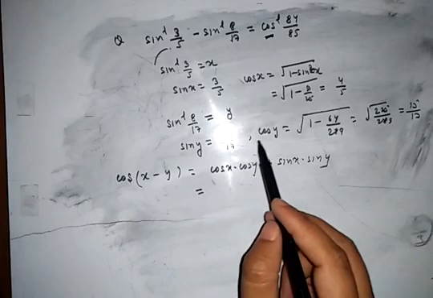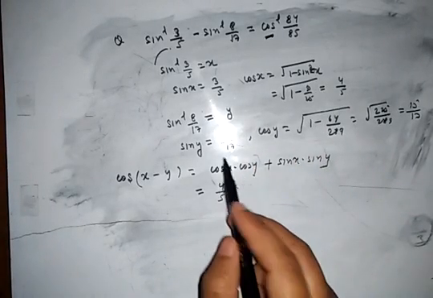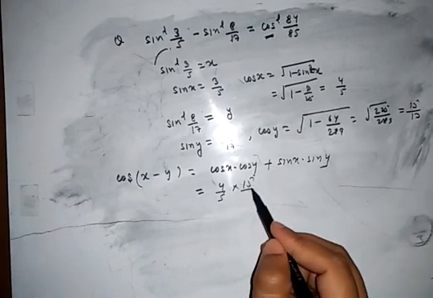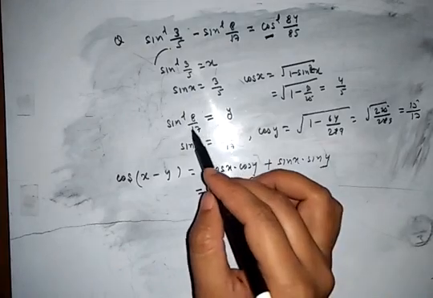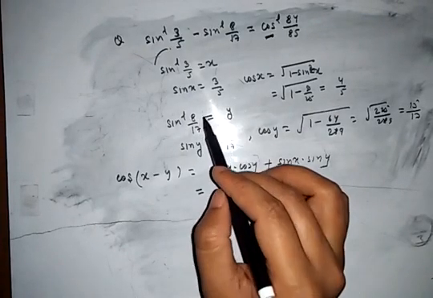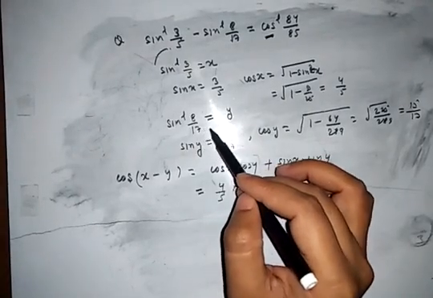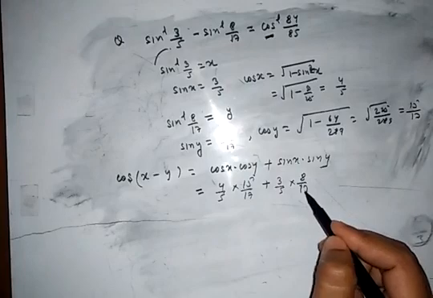Cos x, how can you solve? This is given as 4 by 5. Cos y is 15 by 17. Plus sin x, 3 by 5, into sin y. Sin y is what here? You can see 8 by 17.